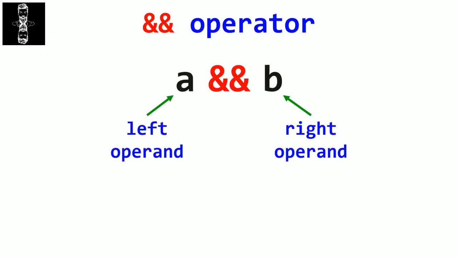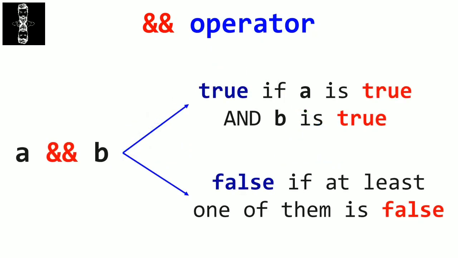Second logical operator, the AND operator, the logical AND. It's represented by two ampersands like this. This one is a binary operator because it needs two elements, one from the left and one from the right. And this operation returns true only if both elements are true. This is why it's called AND.